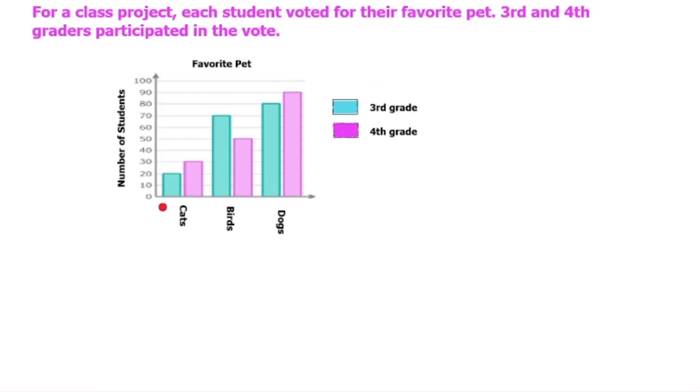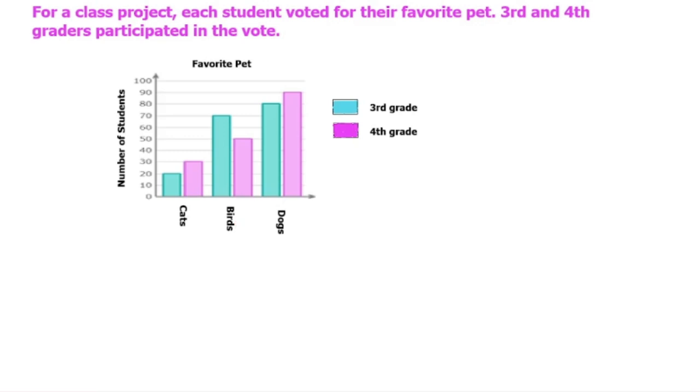So for example, for cats, these are the responses for the third grade. These are the responses for the fourth grade for cats. Then it's the same for birds. These are the responses for third grade. These are the responses for fourth grade.